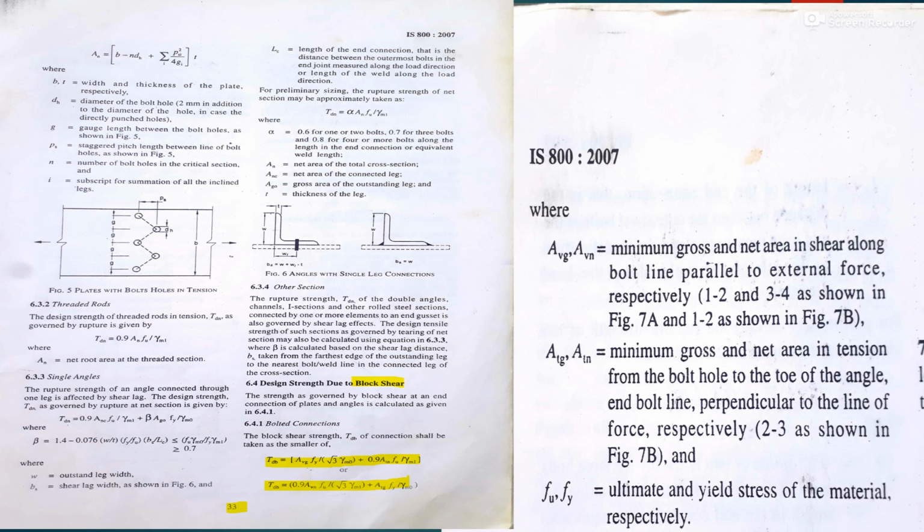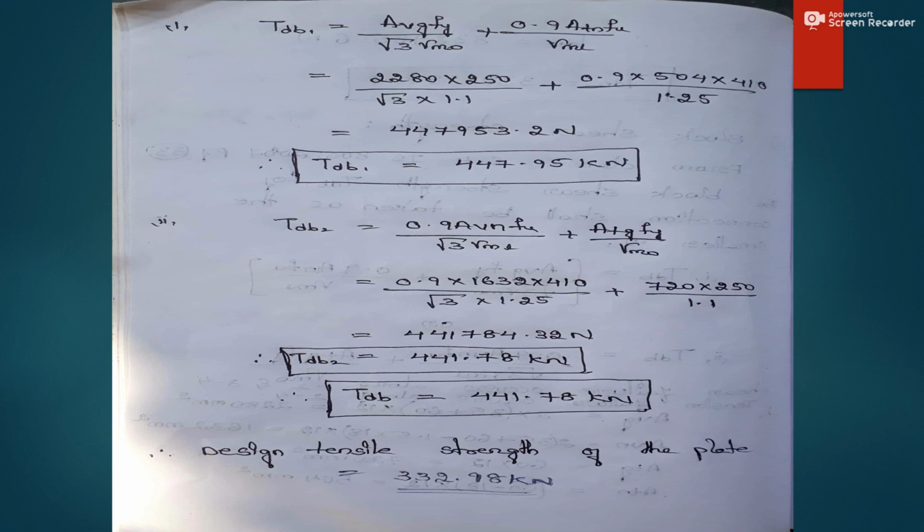And ATG and ATN are the minimum gross and net area in tension, from the bolt hole to the toe of the angle, along the bolt line perpendicular to the line of force respectively, that is 2, 3. So even in our diagram it is 2, 3 and 1, 2 and 3, 4. So we need to find out these minimum gross and net areas in shear and minimum gross and net areas in tension. So first we'll see that.